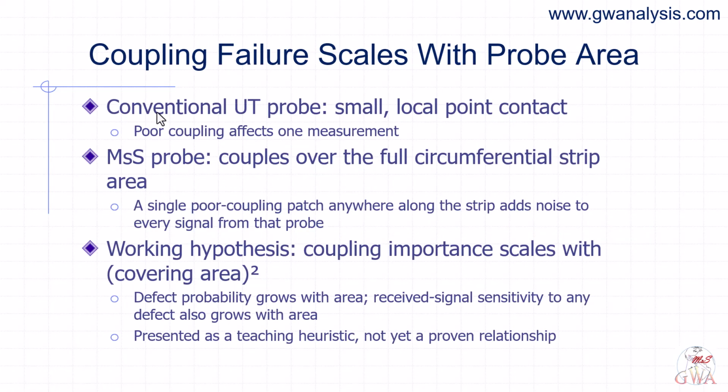A conventional UT probe is a small, local point contact transducer. Poor coupling at that single contact point affects one measurement. An MSS coupled to the pipe over its full circumference strip area, both transmitting and receiving guided wave energy across that same area. A single poor coupling patch anywhere along that strip contributes background noise to every signal acquired through that probe, not just to the local reading.